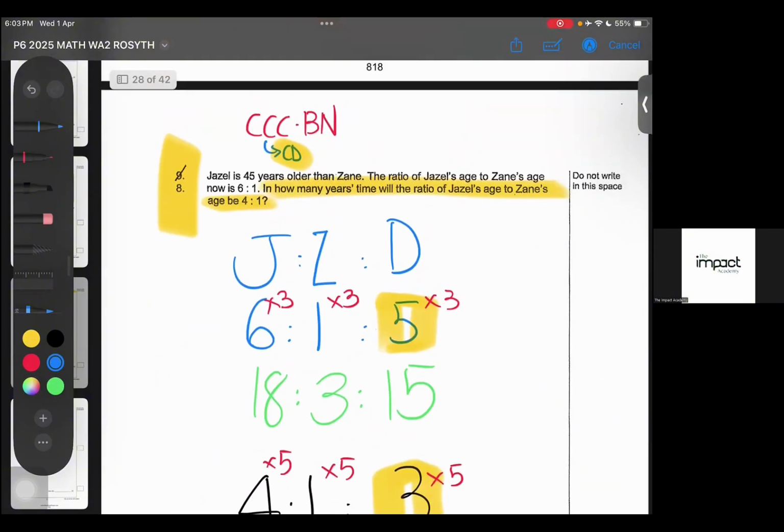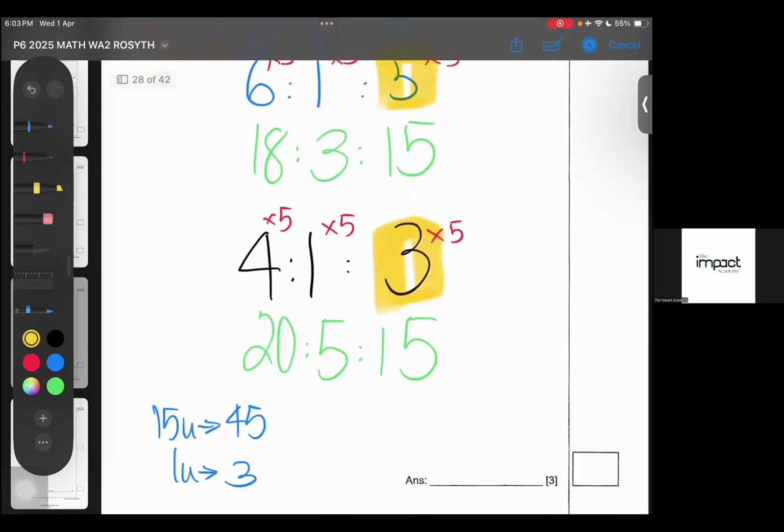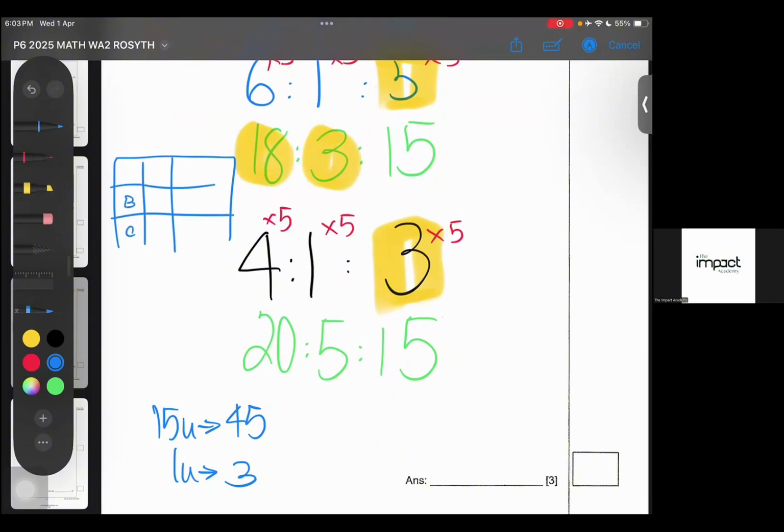Let's read the question. So this is where she got stuck. She got a bit confused as to what am I supposed to do. Now I ask you a very simple question. All of these is like in a B&A table, right? You're writing 18 unit over here, 3 unit over here. Do you want it to be that way? No, you want the real value.